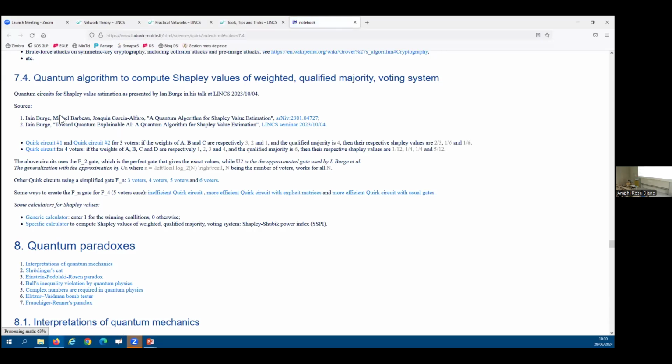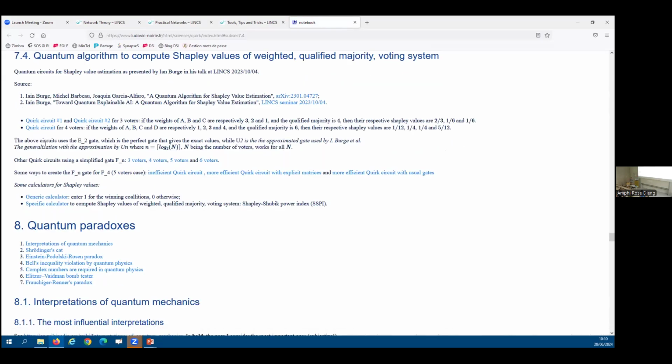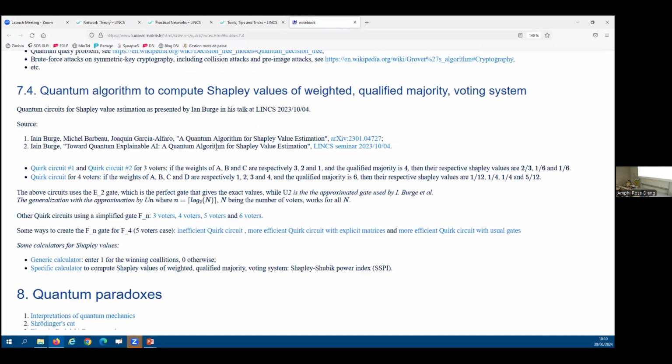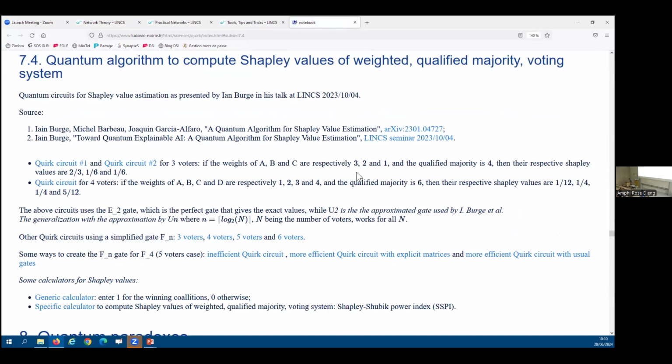So I have implemented the circuit. I do the implementation for a simple case with 3 voters only, so it can be easily calculated because the number of voters is quite low. It's a case where A, B, C have power 3, 2, and 1, and we have a supermajority threshold of 4. If you do the calculation in a classical way, you should find 2/3, 1/6, and 1/6.